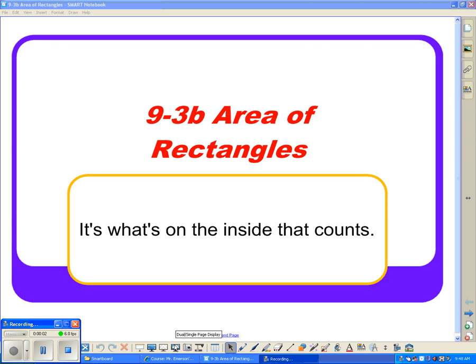Hello, today we're talking about the area of rectangles. And the fun little expression phrase of the day is, it's what's on the inside that counts. And you'll see today that that's exactly what you'll be doing, counting what's on the inside.